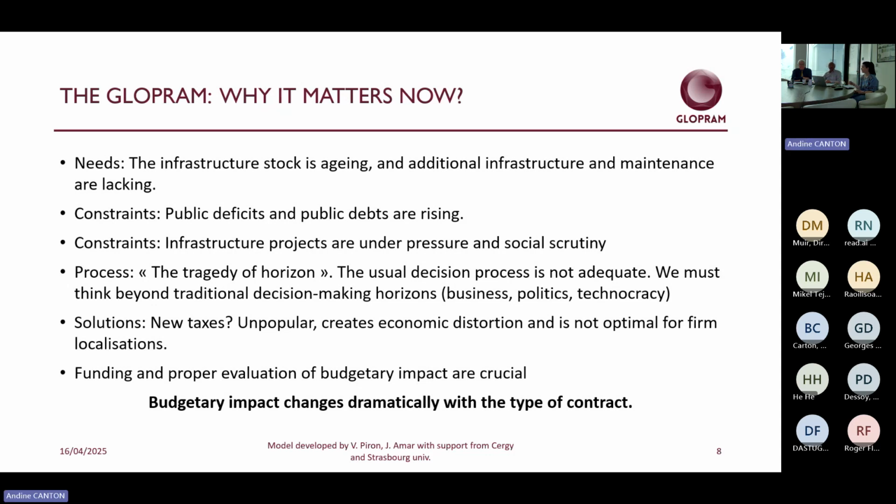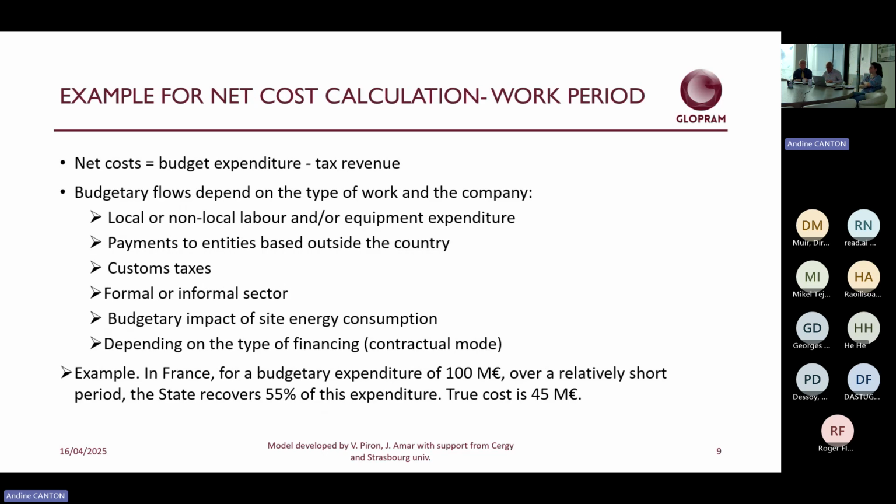Last point, the funding and proper evaluation of budgetary impact are crucial because budgetary impact changes dramatically with the type of contract. It is all these discussions between a PPP or traditional procurement. We shall also see this in a few slides. So the net costs, what are they? Budget expenditure minus tax revenue. Budgetary flows depend on the type of work and of the company.